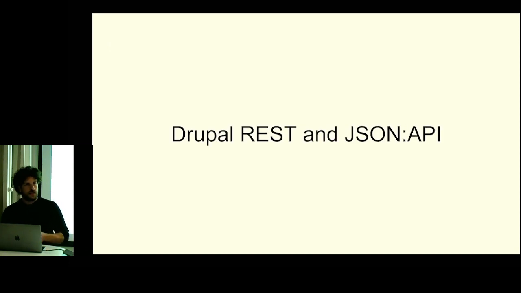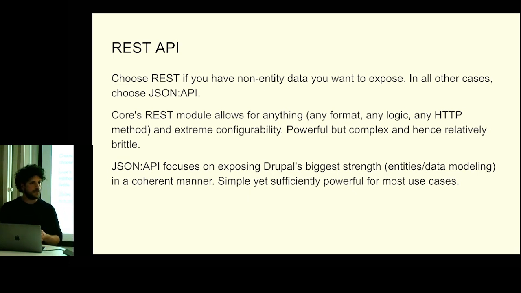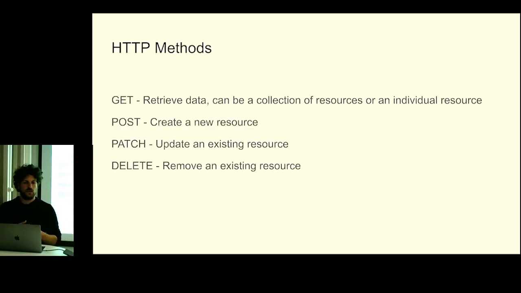Drupal has two methods for communicating with the rest of the world, as we said. So we have REST and JSON API. REST is for non-entity data. So usually I use it for login, for user creation, and for custom REST APIs. While JSON API focuses on exposing Drupal's content, Drupal entities, and it's really powerful. Now we're going to see how that works. You communicate with JSON API through HTTP requests, and you can have the GET request, the POST to create a new resource, the PATCH to update an existing resource, and DELETE to remove a resource.